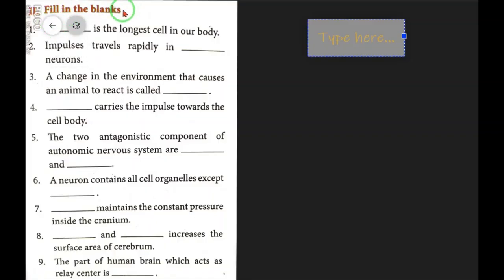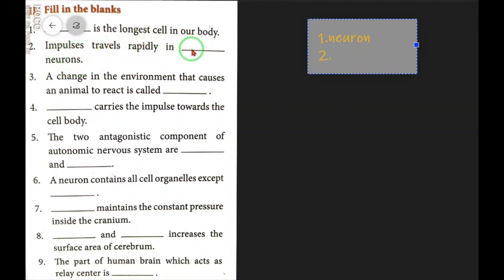Fill in the blanks. Number 1. Dash is the longest cell in our body. Neuron is the longest cell in our body. Number 2. Impulses travel rapidly in dash neurons. Multipolar.